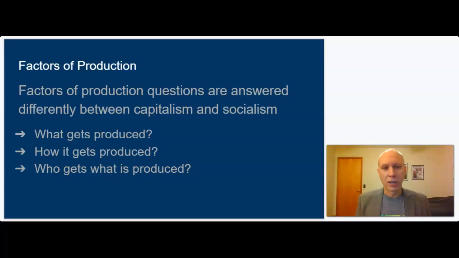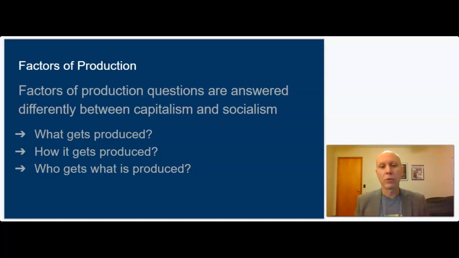And so that speaks to the last thing I want to touch on before we take a specific look at socialism and capitalism, and that is this concept of factors of production. When trying to compare and contrast capitalism and socialism, how these questions get answered is really the key to thinking through the differences. So with factors of production, the questions are what gets produced, how it gets produced, and who gets what is produced. And again, as we talk about socialism and capitalism, we'll walk through those questions for each and talk about how the answers are achieved.